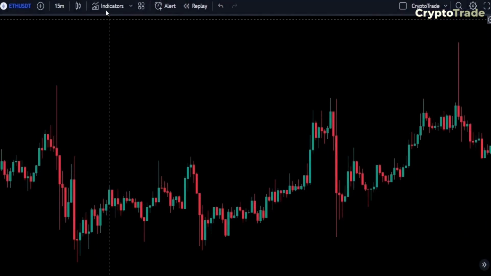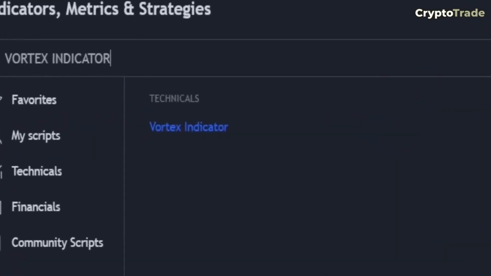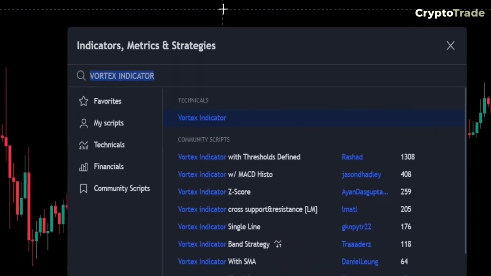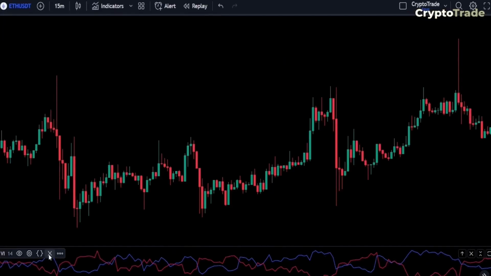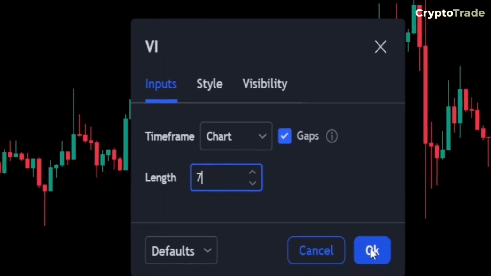To add the first indicator to the chart, open the indicator search bar in Tradingview and type VORTEX Indicator. Select the indicator as shown in the video. Click on Settings and in Inputs tab, set length to 7. Click OK to finish.